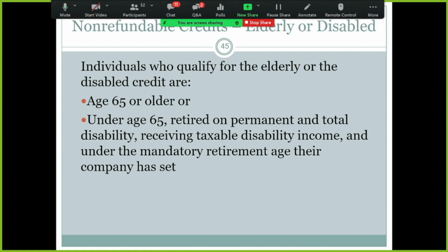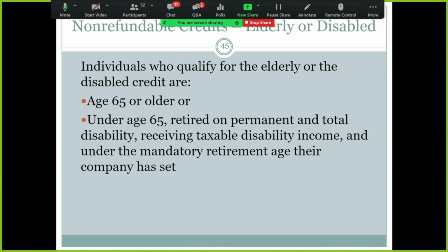The next credit that we'll talk about is the credit for the elderly or disabled. And again, all of these are non-refundable credits, so any excess credit over your tax liability is just lost. We don't see a lot of this at our tax sites, but again, this is just information, and based on the information that you input into TaxSlayer, this will be automatically computed.